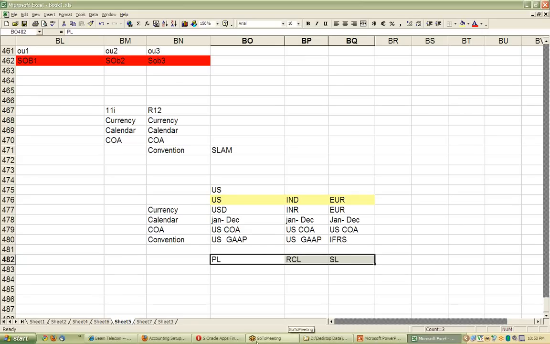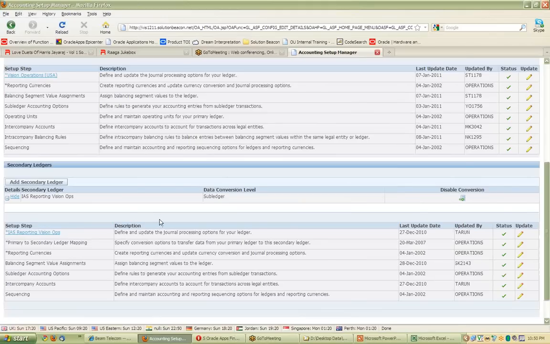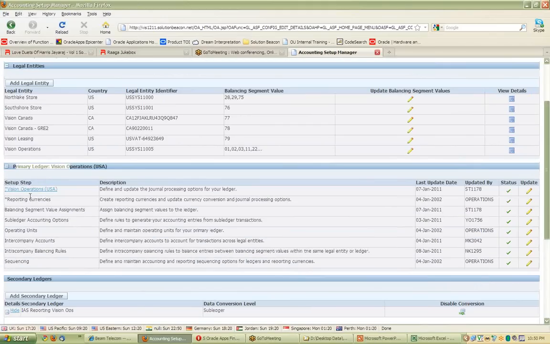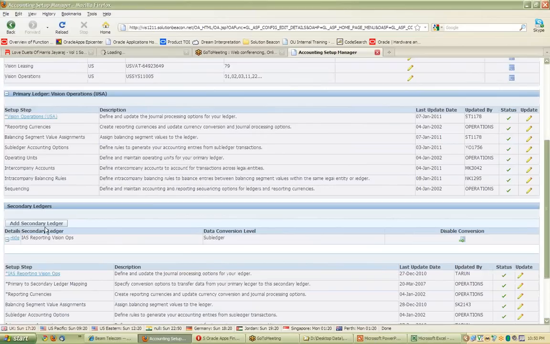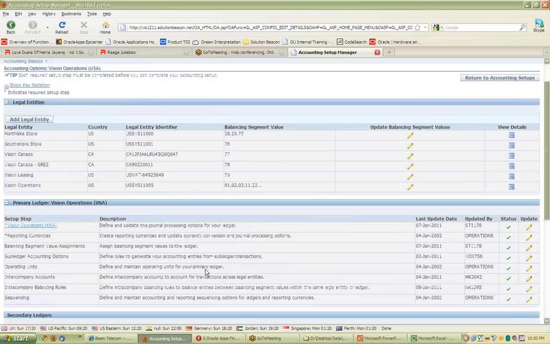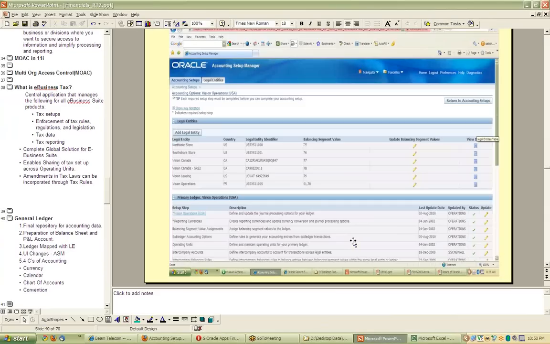If you see here, you will find reporting currencies and secondary ledger. All these features have been introduced in release 12, in General Ledger.